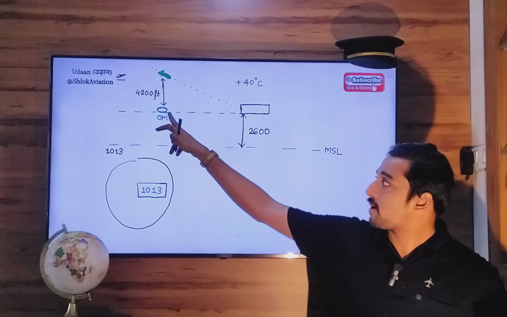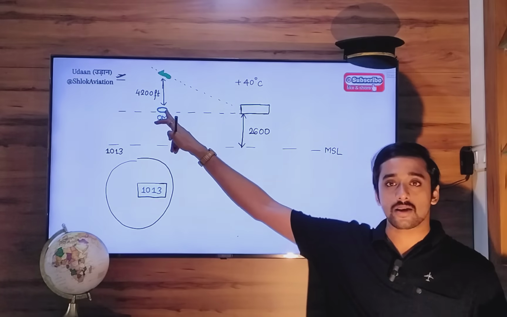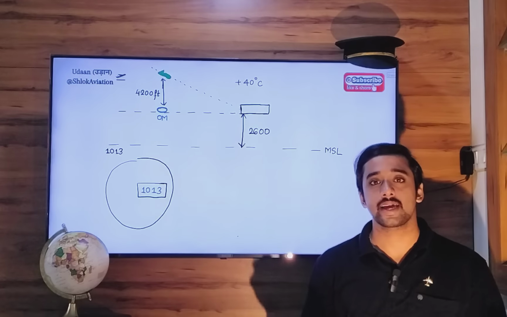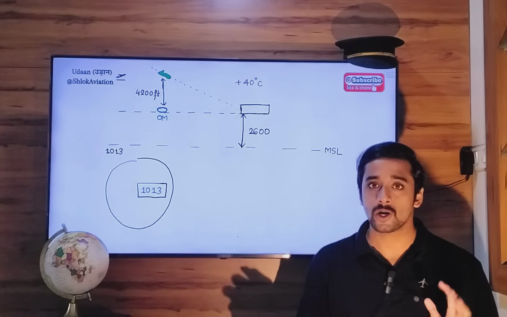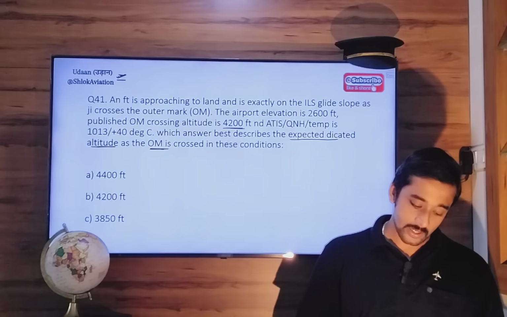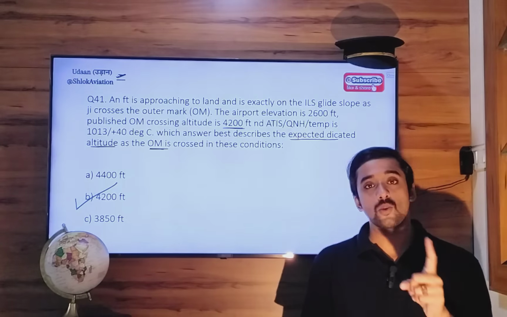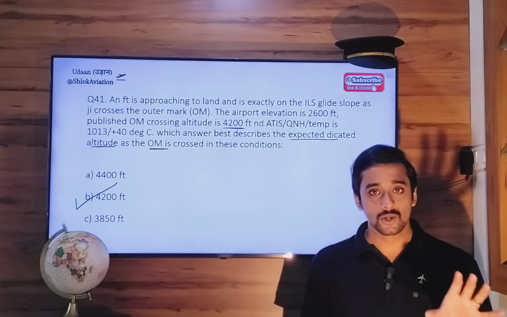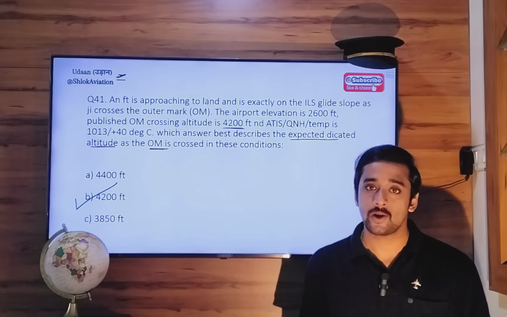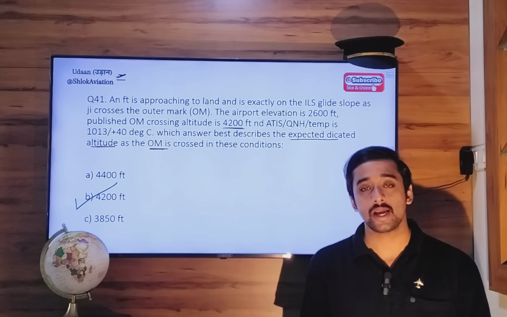So whenever the aircraft passes over this outer marker, the altimeter will correctly indicate 4,200 feet. Not more than that, not less than that. So indicated altitude will be 4,200 feet. But if the question asks you to find out the true altitude of this aircraft, true altitude will be different from indicated altitude because of varying atmospheric conditions.